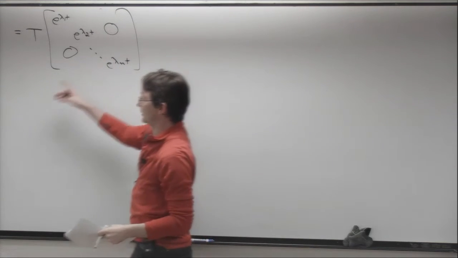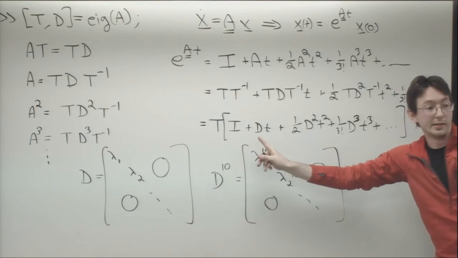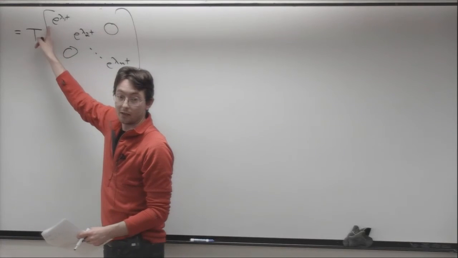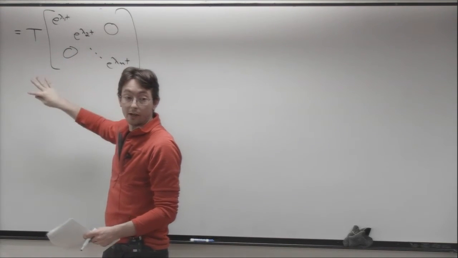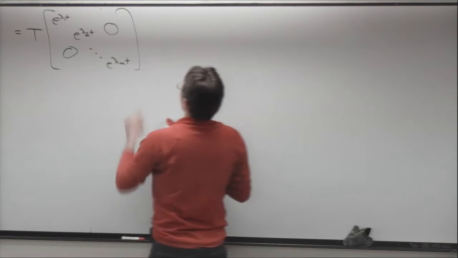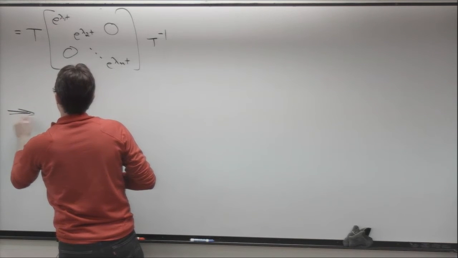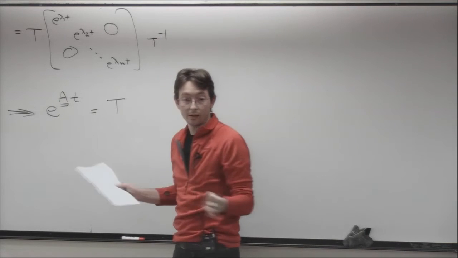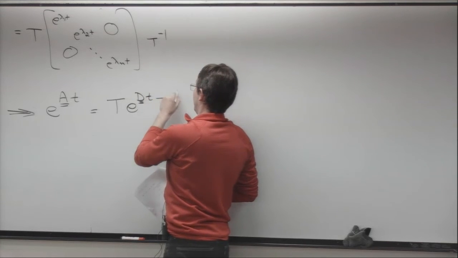This is kind of the magic step that I almost skipped. You can convince yourself that if you write out identity plus Dt plus D squared t squared over 2 plus D cubed t cubed over 3 factorial, then you get a bunch of little Taylor series that add up to e to the lambda 1 t, e to the lambda 2 t, and so on along the diagonal. Everything off diagonal is 0. So this means e to the At equals my big matrix of eigenvectors T times e to the Dt times T inverse.